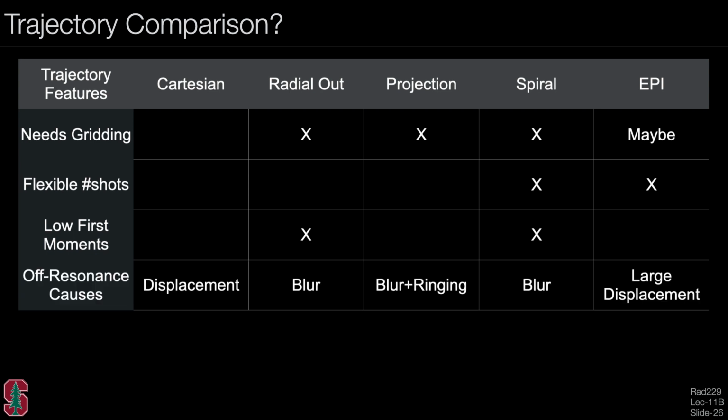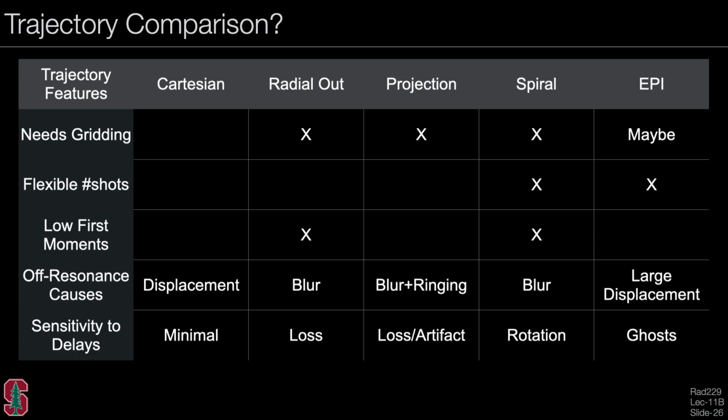The effect of off-resonance is really important. In Cartesian imaging, we have a displacement. In radial out, we have a blur. In projection imaging, we may have a blur and some slight ringing and displacement. In spiral, we have a blur. And in EPI, we have a large displacement. If we look at the sensitivity to delays, in Cartesian imaging, we rarely notice the difference. In radial out, we might get some signal loss. In projection, we might have some loss and artifacts. In spiral, we typically have a bit of a rotation, and in EPI, we have ghosts.